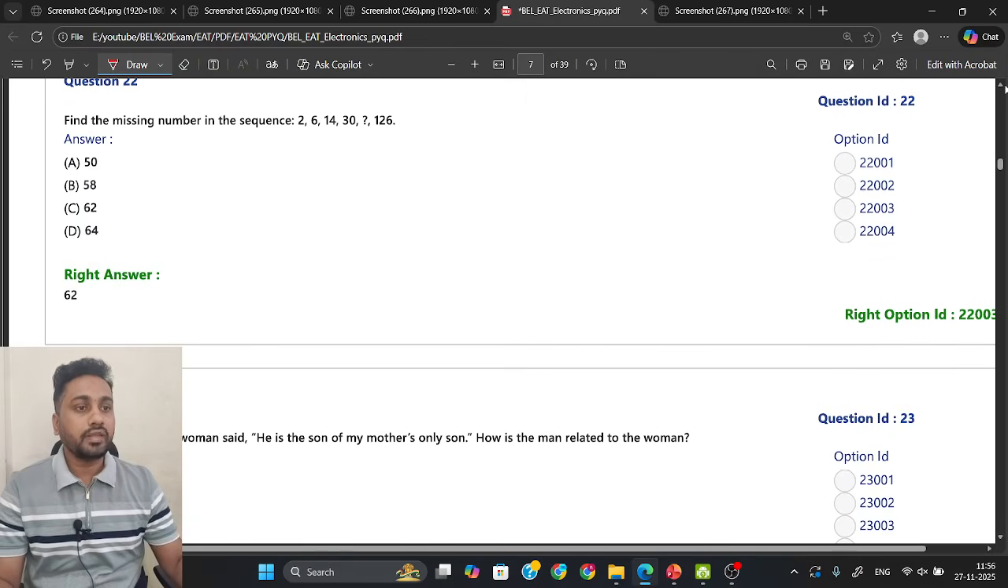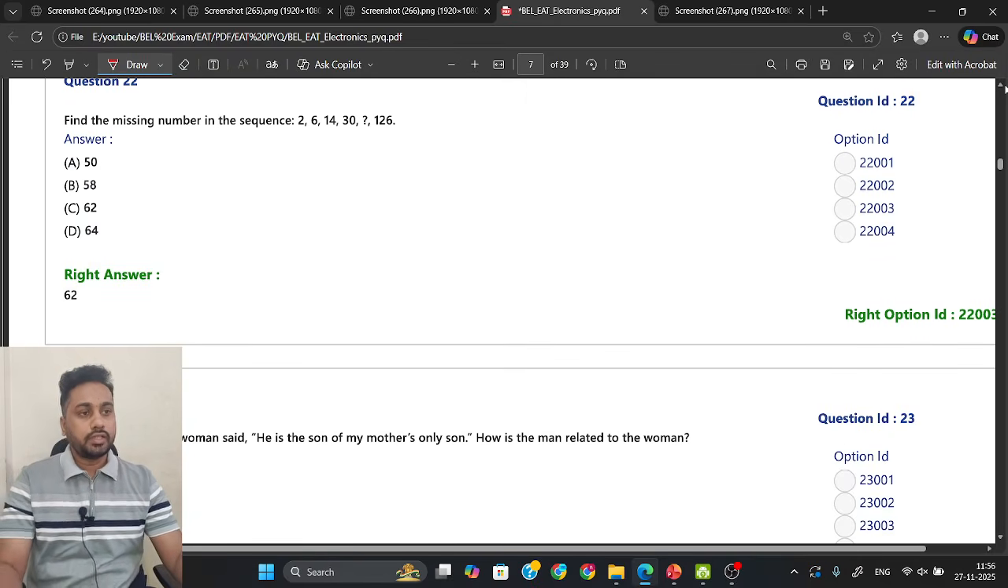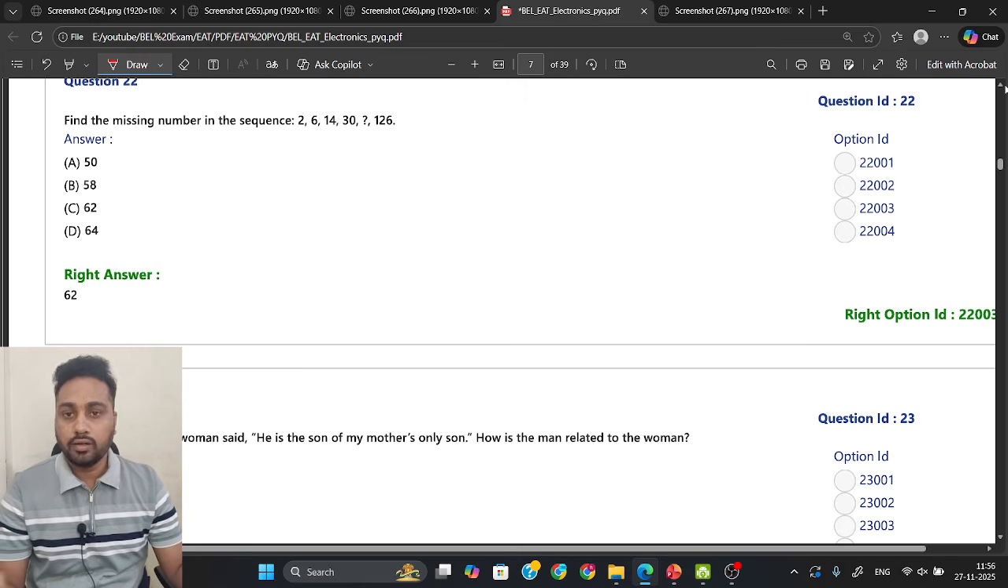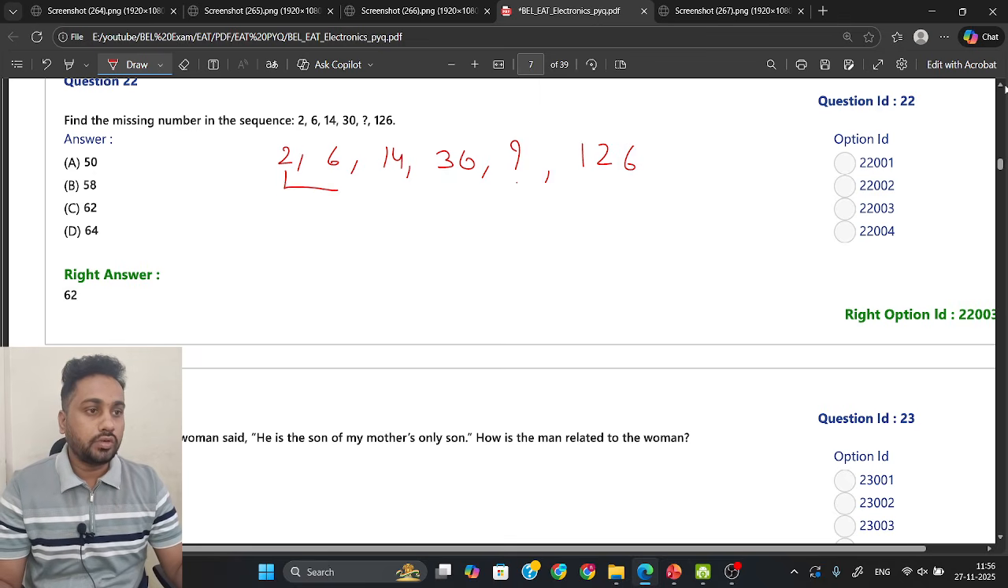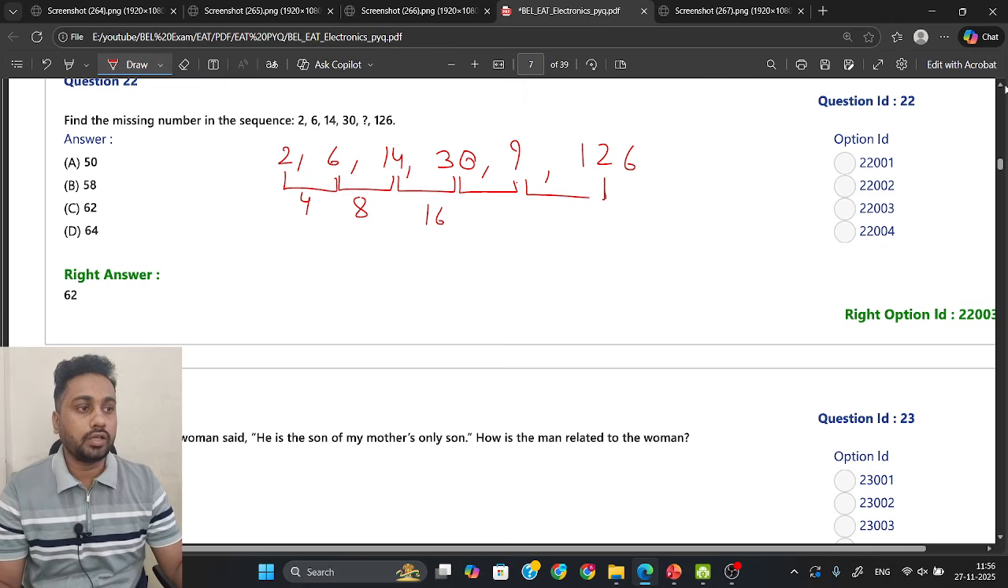Okay, find the missing number of the sequence. This is the sequence, we need to find the missing number. So generally whenever a sequence like this comes, you need to write 2, 6, 14, 30, question mark, 126. Okay, like that it is there. So you need to take the gap. It will be 4, 14 minus 6 is 8. Okay, then 30 minus 14, it will be 16. Then you need to find the gap here.